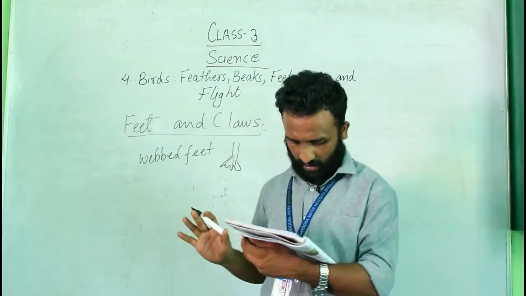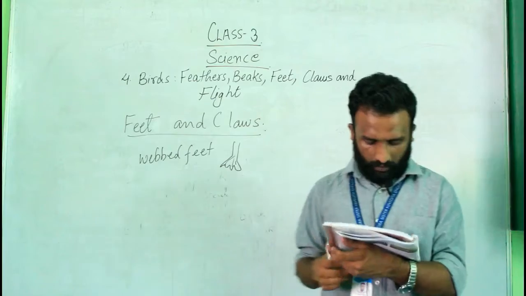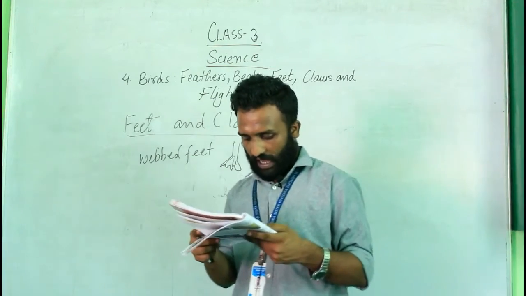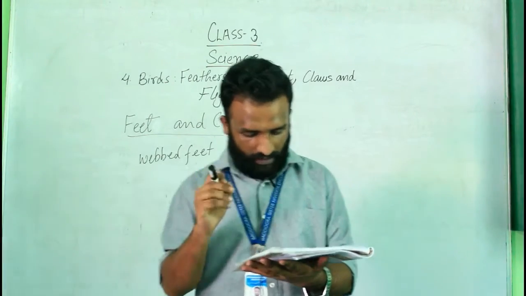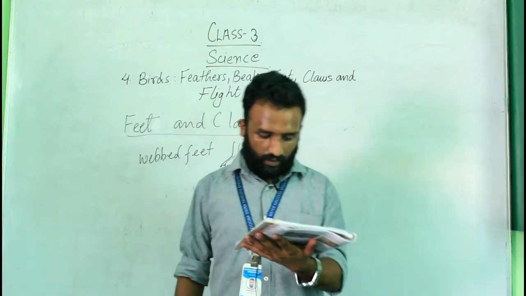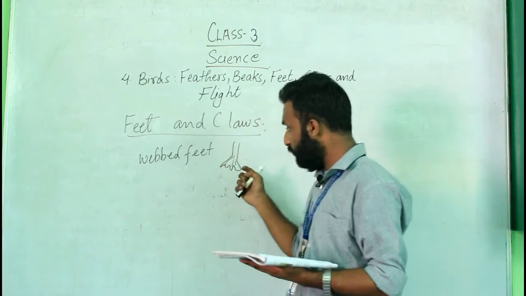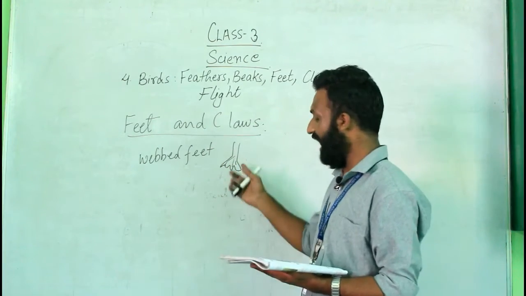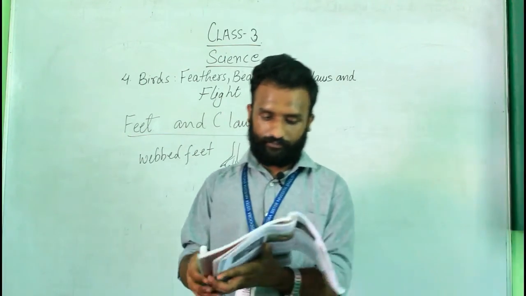They have 3 toes in front and 1 toe at the back. The 3 toes at the front are joined by skin, which is called web. It helps the bird to push water back while swimming.